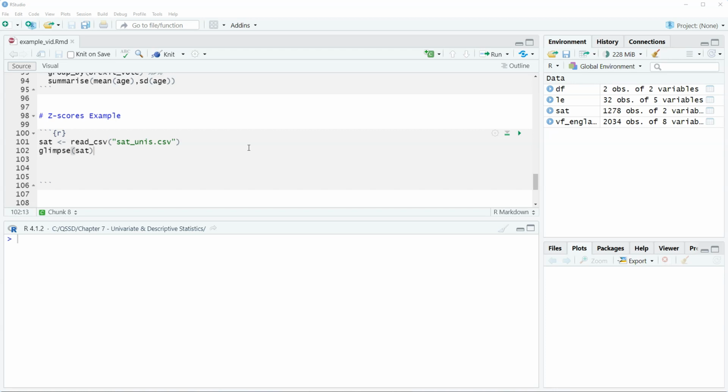You can also compare multiple different distributions or variables. So it can be useful. So what I want to do just real briefly is look at the data on average SAT scores in universities.